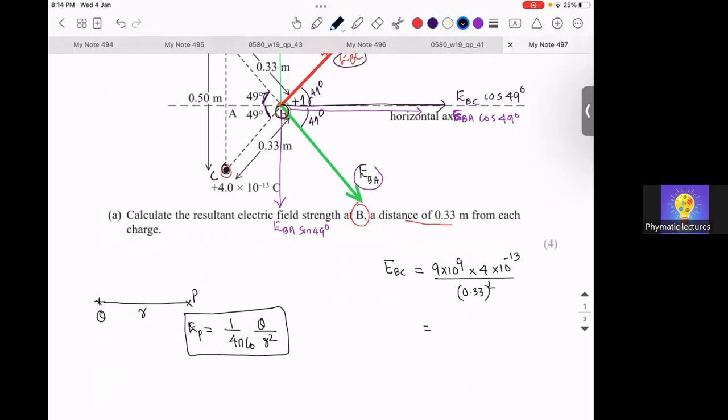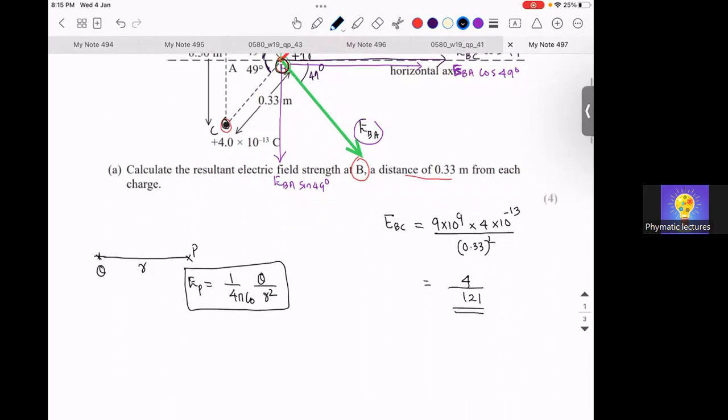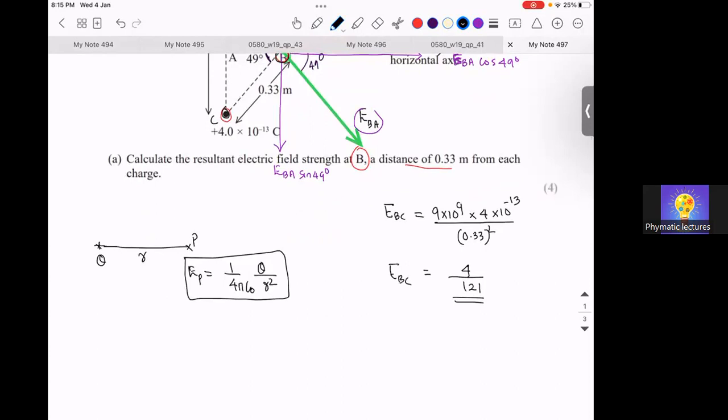What is this answer? 9 multiplied by 10 to the power of 9 into 4 multiplied by 10 to the power of minus 13 divided by 0.33 square. So the value will be, I'm getting the value in fractions, 4 out of 121. So this is the value of the magnitude of this EBC, 4 out of 121.